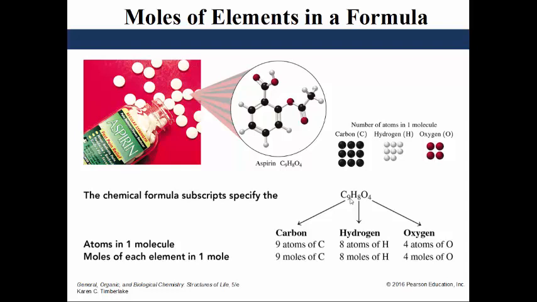Now the chemical formula and their subscripts will specify the number of atoms and also the number of moles that are found. So this example that we're given, aspirin, C9H8O4. The 9 that goes along with carbon represents 9 atoms of carbon, but also represents 9 moles of carbon. For the 8 for hydrogen, that represents 8 atoms of hydrogen and also 8 moles of hydrogen. And for oxygen, the 4 that goes along with it, 4 atoms of oxygen also represents 4 moles of oxygen.